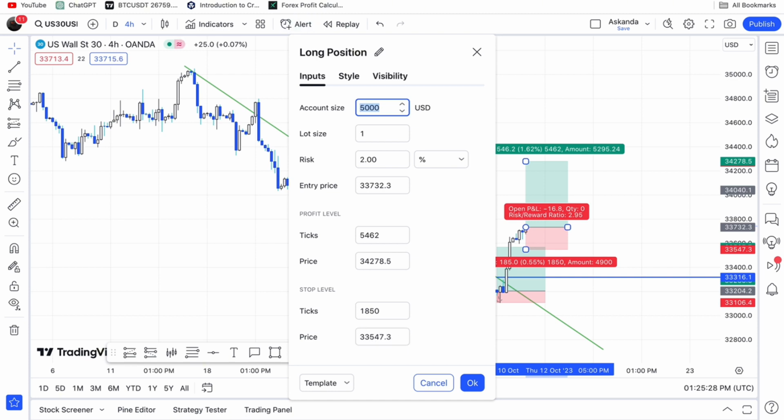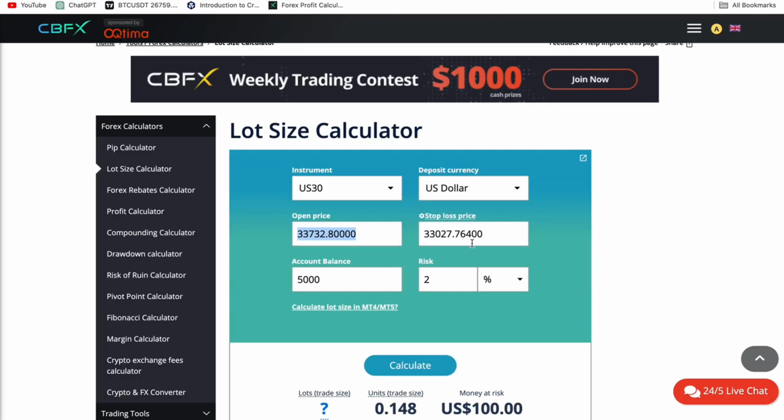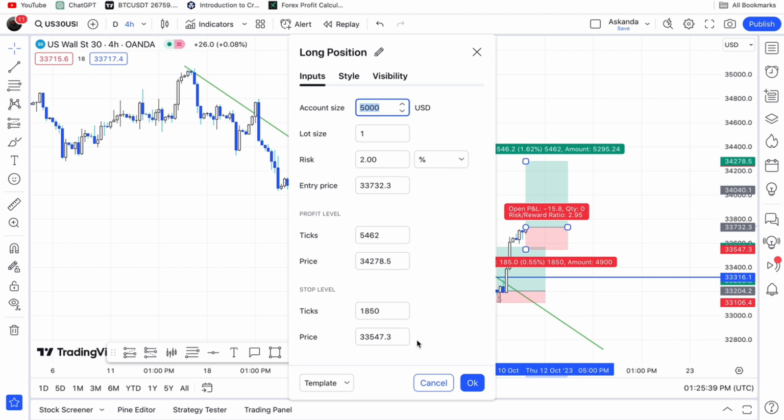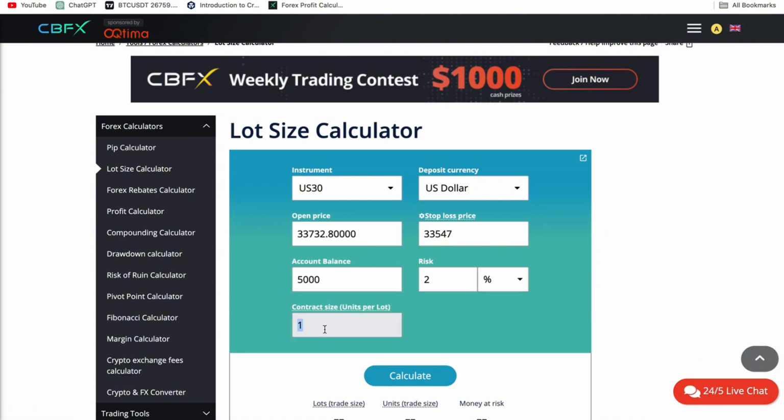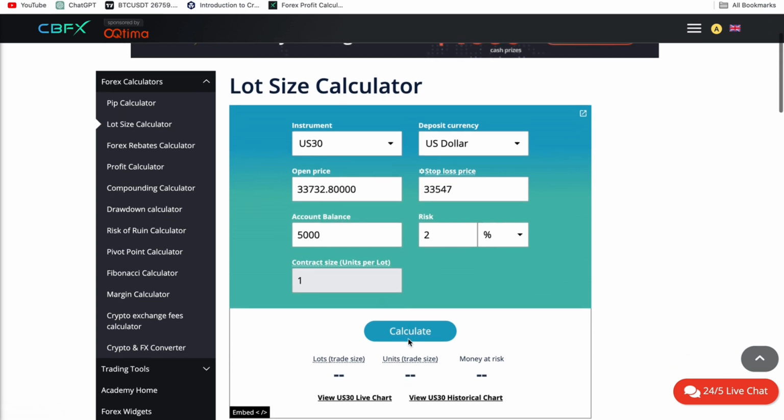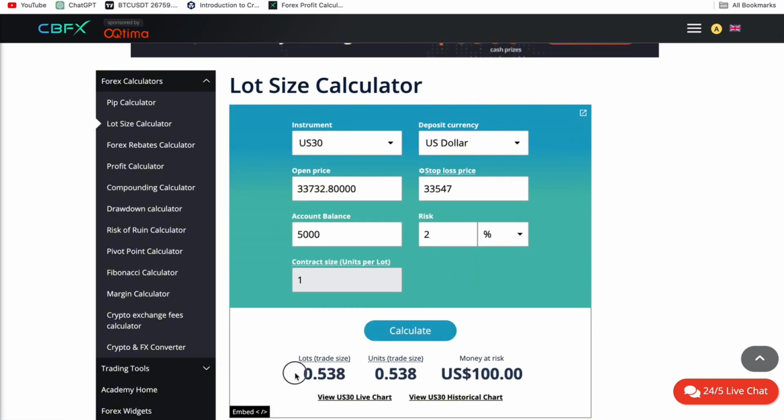So our stop loss is $33,547. So our stop loss is 33,547. So it's very important you input this. Remember, we are risking 2% of the $5,000. We are risking 2%. So contract size, leave it at 1. Then you click on confirm.